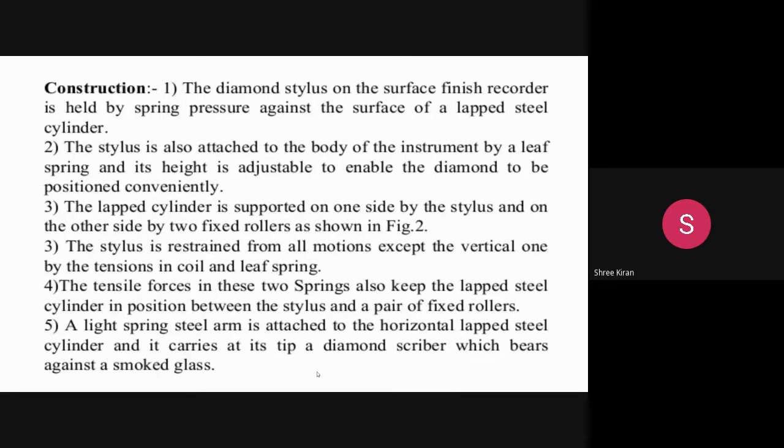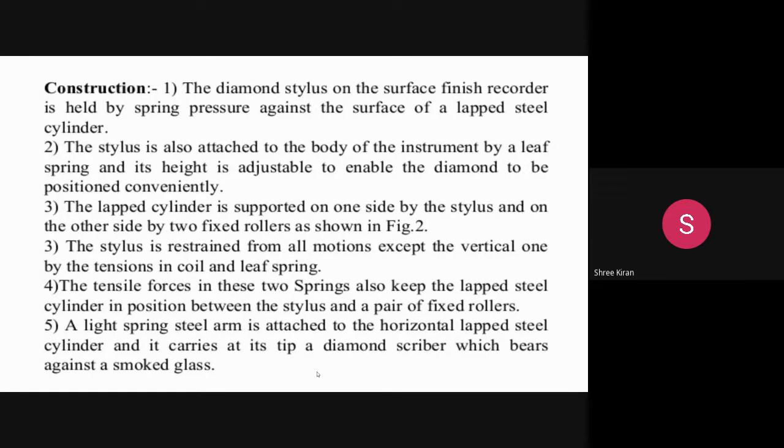So what happens here is the construction, where we have a diamond stylus on the surface finish recorder, which is held by spring pressure against the surface of a lapped steel cylinder. It's always held by spring pressure against the surface of a lapped steel cylinder.